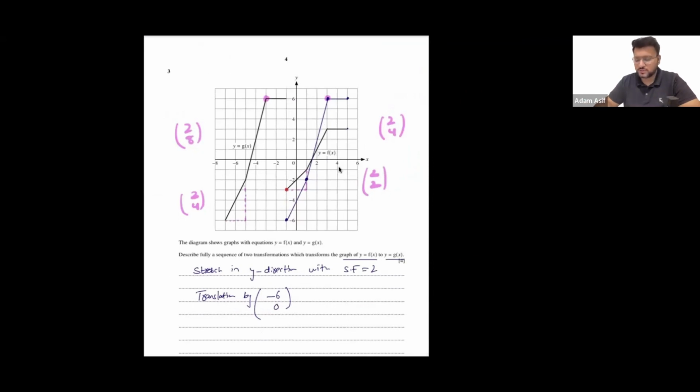One is the horizontal translation, the other is the vertical stretch. One is a vertical transformation, the other is a horizontal transformation. So order does not matter. If you had translated first and then stretched, you would still get the correct graph. Whenever we have one vertical and one horizontal transformation, order does not matter. Is everyone clear with question number 3? Can I move on?